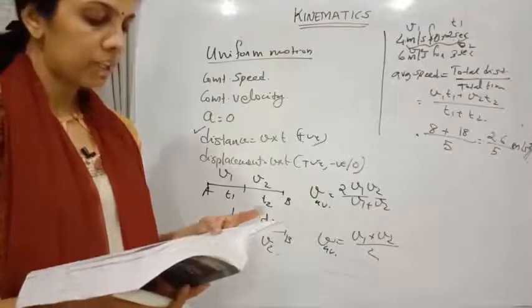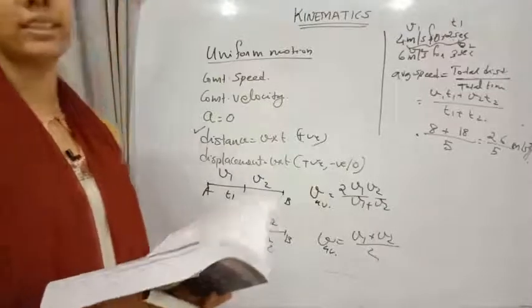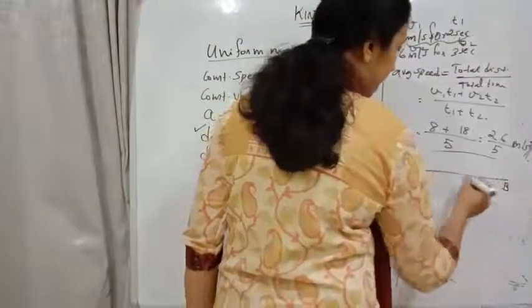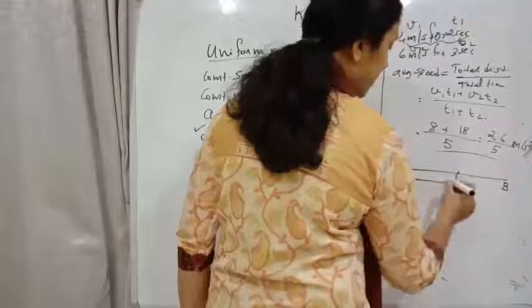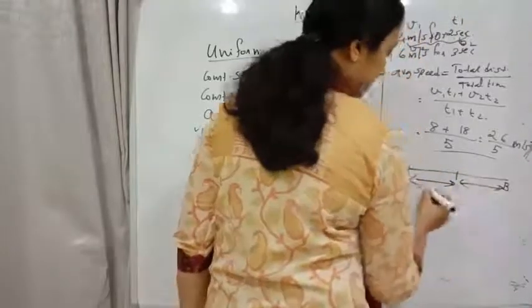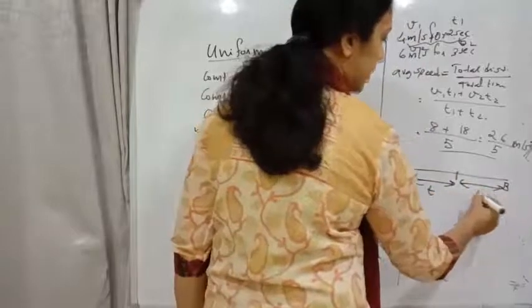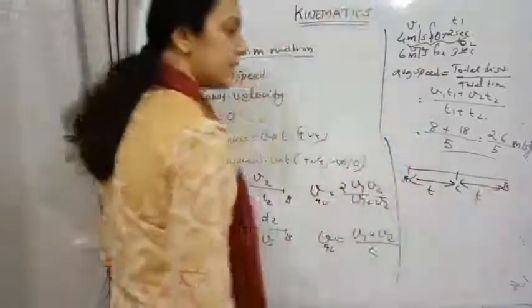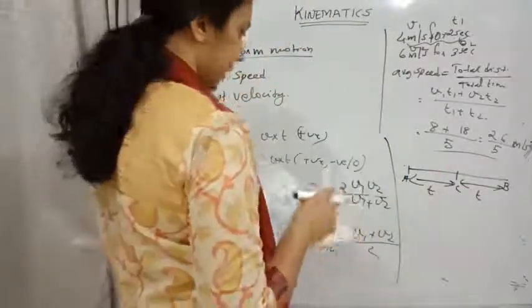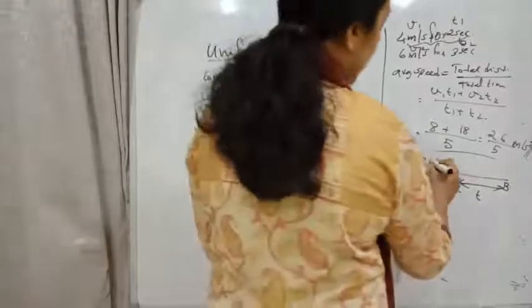Find the average speed during the complete journey. So here it is moving from A to B, and I am dividing it into 2 parts. The first half of the time, that is T time interval, from C to B it is taking T time interval. In the first half, it is moving with a velocity of 2 meter per second.